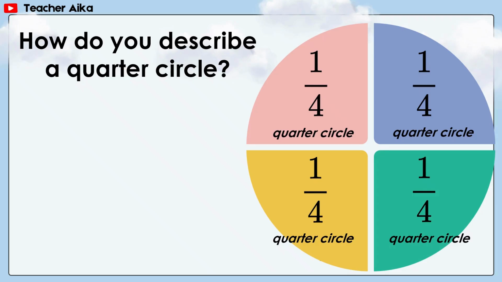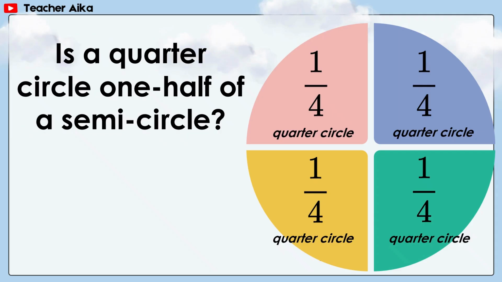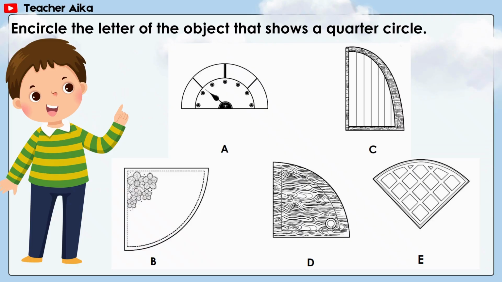How do you describe a quarter circle? A quarter circle is 1/4 of a circle. Is a quarter circle 1/2 of a semicircle? Yes, it is. Let's have another activity. Encircle the letter of the object that shows a quarter circle. Let's answer. B, D, and E. Again, it's B, D, and E.